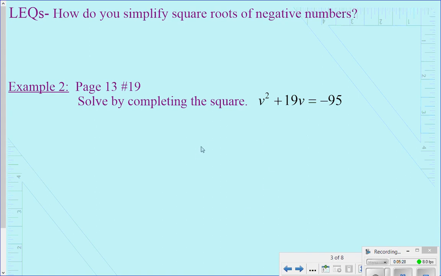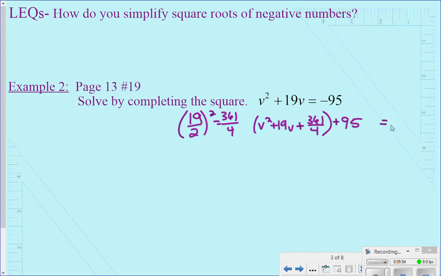So I'm supposed to complete the square. I'm going to take 19 halves and I'm going to square that, which gives me 361 fourths. So I have v squared plus 19v plus 361 fourths. And I'm going to add 95, and I'm going to skip a little space, that equals 0. I randomly added 361 fourths, which means I'm subtracting that, fourths. And then I'm going to rewrite this as v plus 19 halves, the quantity squared.